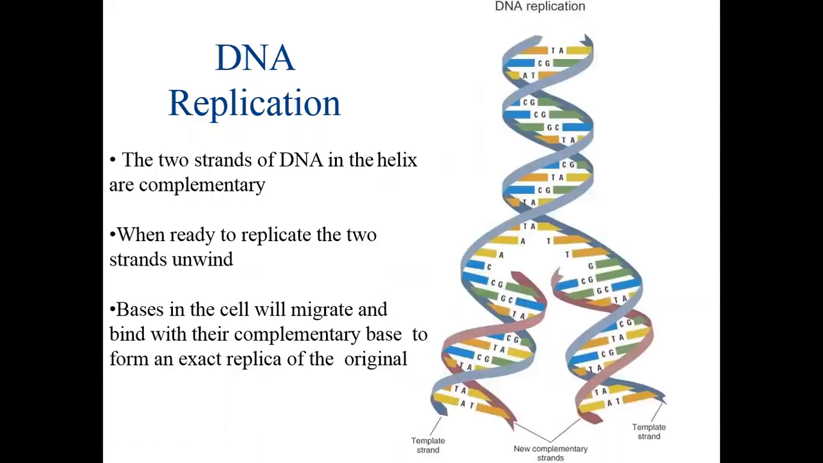The two strands of DNA in the double helix are complementary strands, and these are antiparallel strands. When they are ready to replicate, the two strands unwind first, and then the bases migrate and bind with their complementary bases to form an exact replica of the original. That means this strand will be replicated first and form the copy of the second strand. This is also true for the other strand, and the new complementary strands are formed with respect to the template strands.